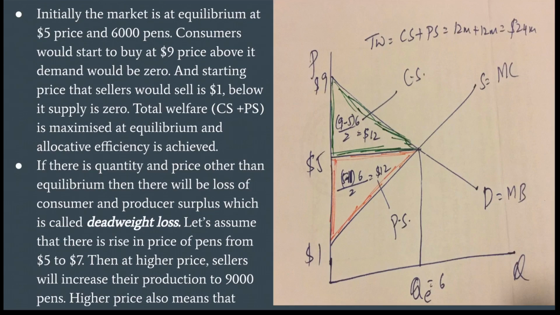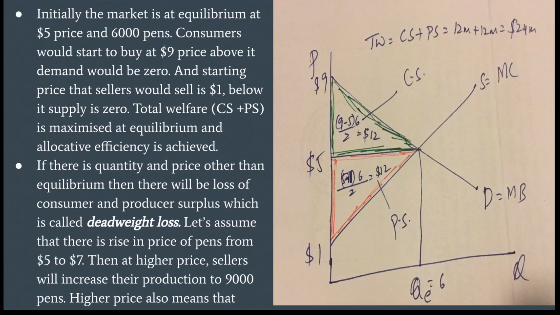Initially, the market is at equilibrium at $5 price and 6,000 pens. The consumers would start to buy at $9 price. Above it, demand would be 0. And the starting price that sellers would sell is $1, below it supply is 0. Total welfare is maximized at equilibrium and allocative efficiency is achieved. If there is quantity and price other than equilibrium, then there will be a loss of consumer and producer surplus, which is called deadweight loss.